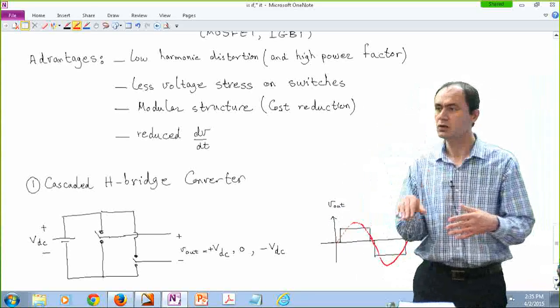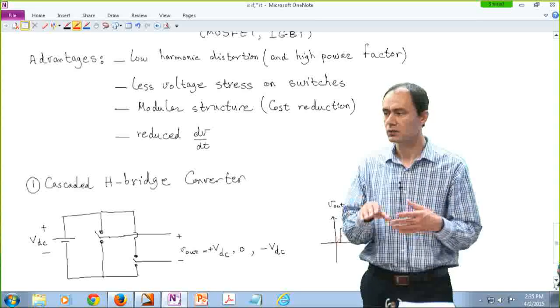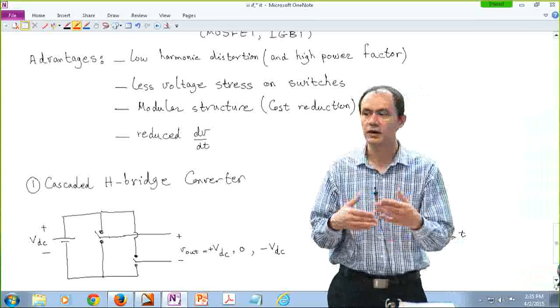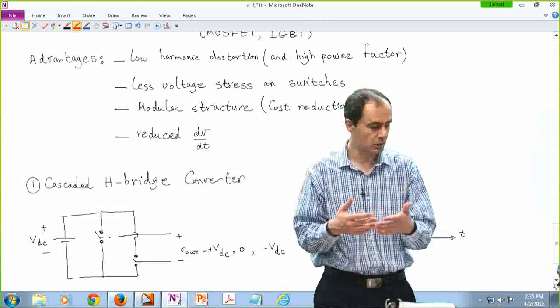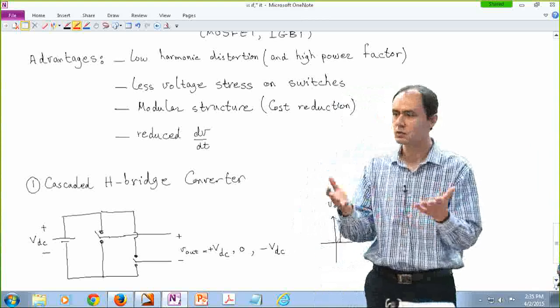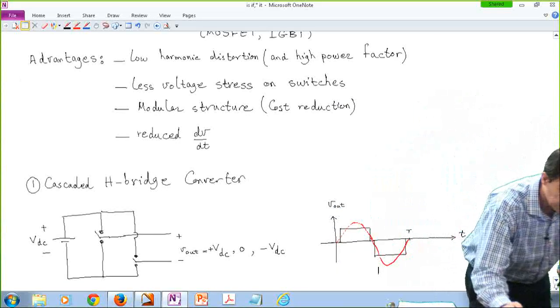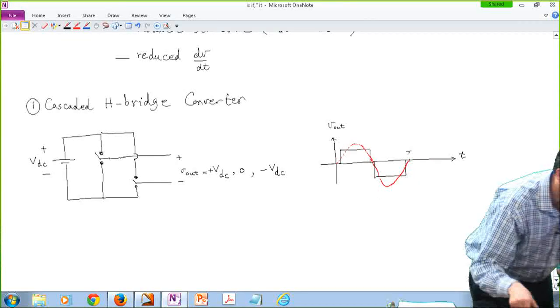So even though you are sending your load a square-shaped kind of a waveform, you can argue that the effect of it, my load is going to see some sort of an AC signal, almost a sinusoidal signal. So this is a single H-bridge.